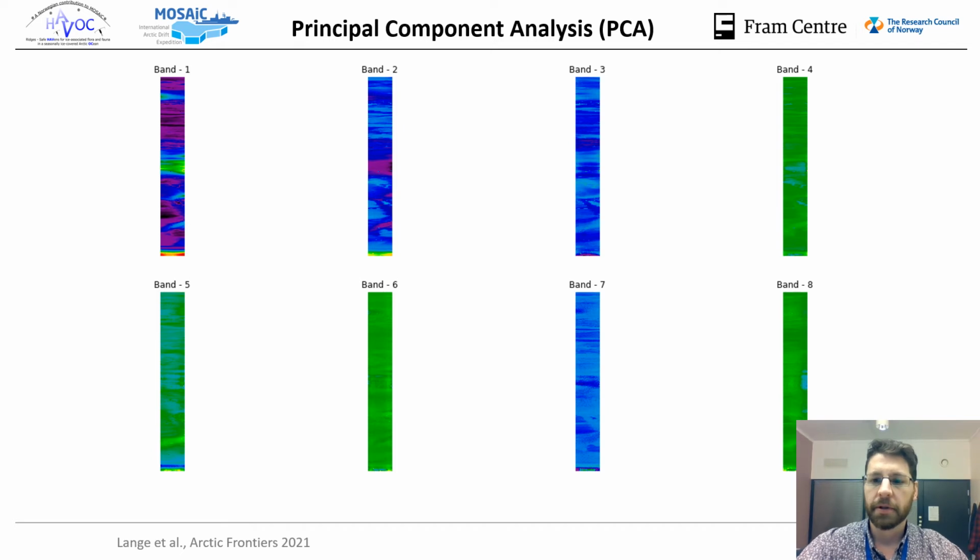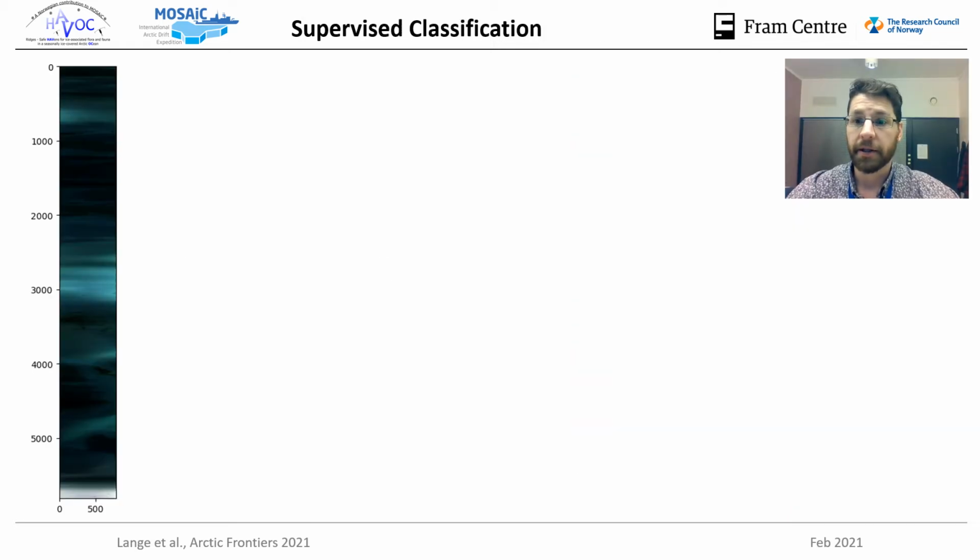So the first step was to do a principal component analysis on the data, and what this does is it looks at the variation within different parts of the spectrum. So going from band 1, which would be PC1, through PC8, and here they're called bands, you progressively explain less and less of the data set. So we use this, and we combine this with the supervised classification part.